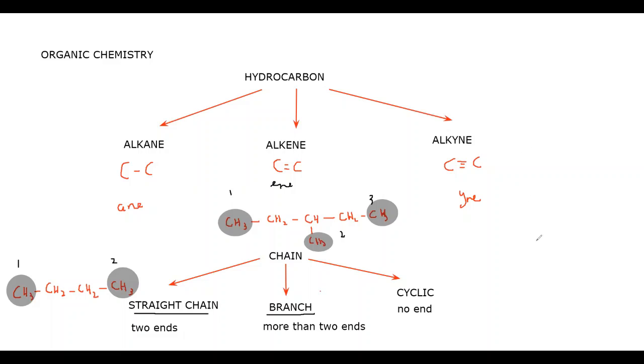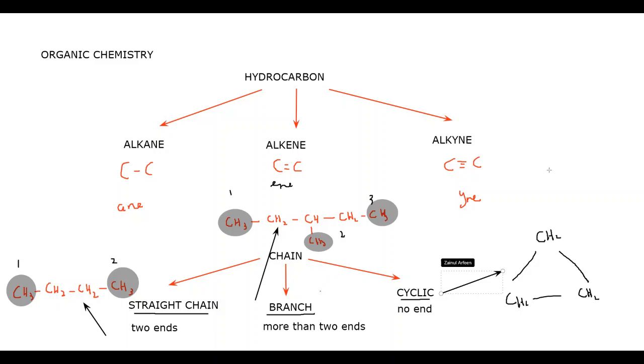And what is the meaning of cyclic? Cyclic means no end. So if I draw CH2 linked with another CH2, that's linked with another CH2. Is there any end for this? In this one, it's a closed loop. There is no end. So if there is no end, we call that cyclic. So these are the examples. The first example is for straight, the second for branched, and the third for cyclic.